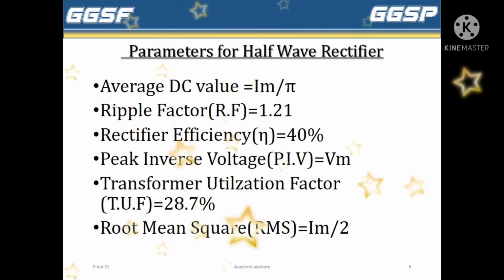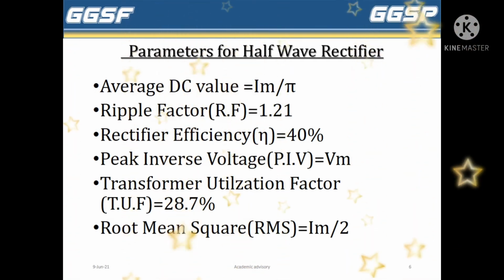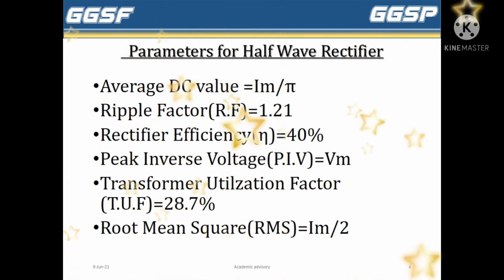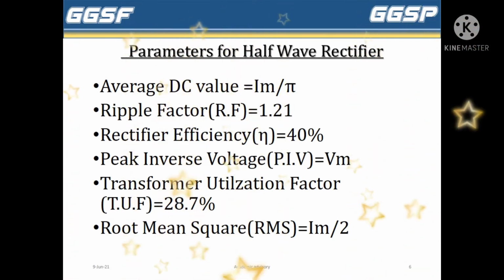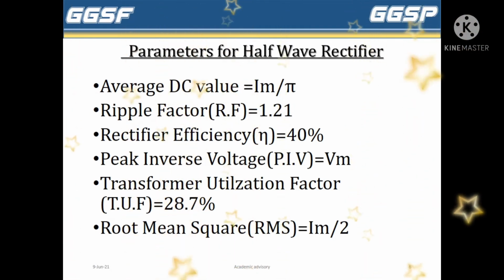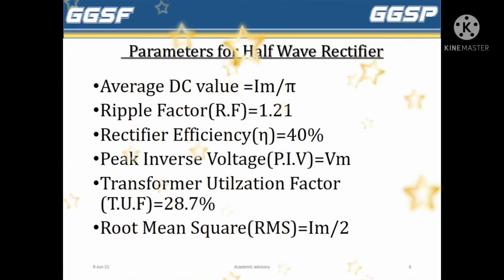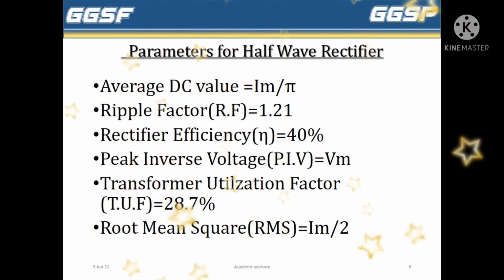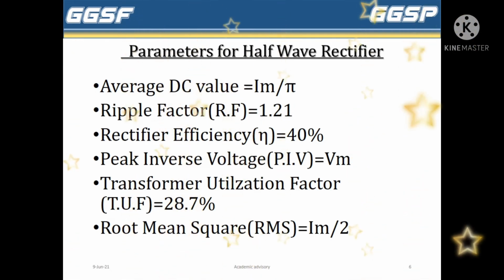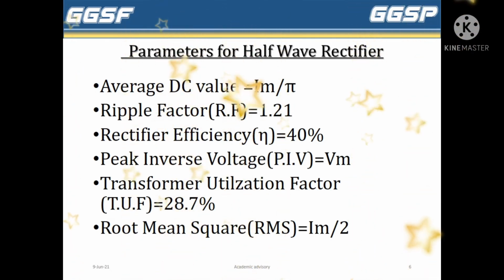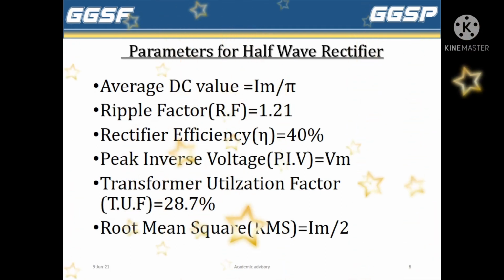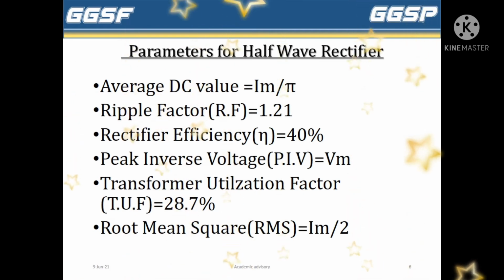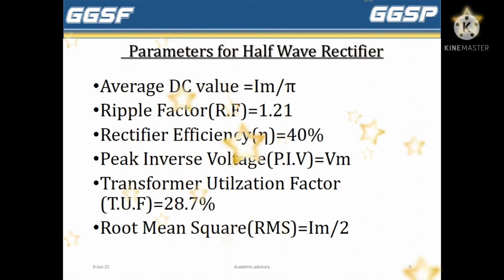Parameters for half wave rectifier. Average DC value of a half wave rectifier is Im by pi. The ripple factor, which is in short called RF, is 1.21. Rectifier efficiency, which is denoted by eta, is 40%. Peak inverse voltage PIV is Vm. Transformer utilization factor, which is in short called TUF, is 28.7%. The root mean square, which is called RMS, is Im by 2.